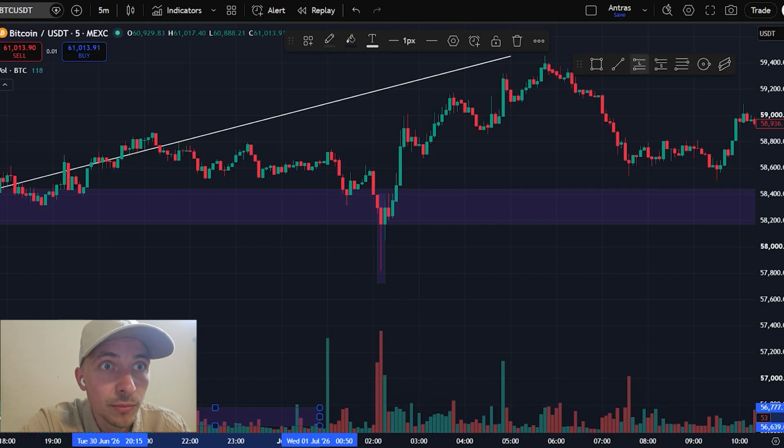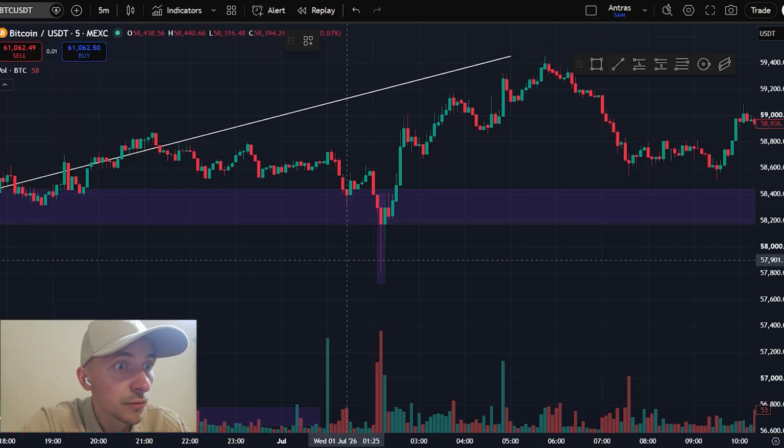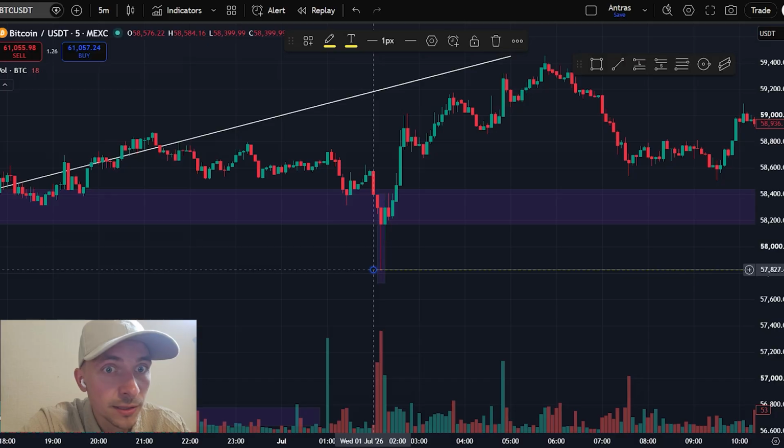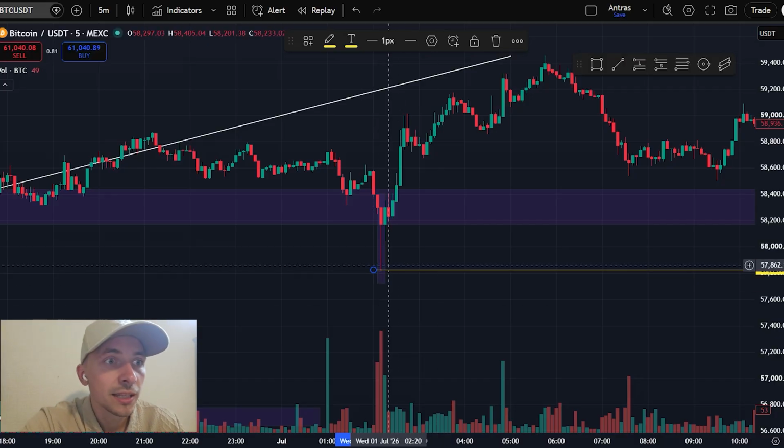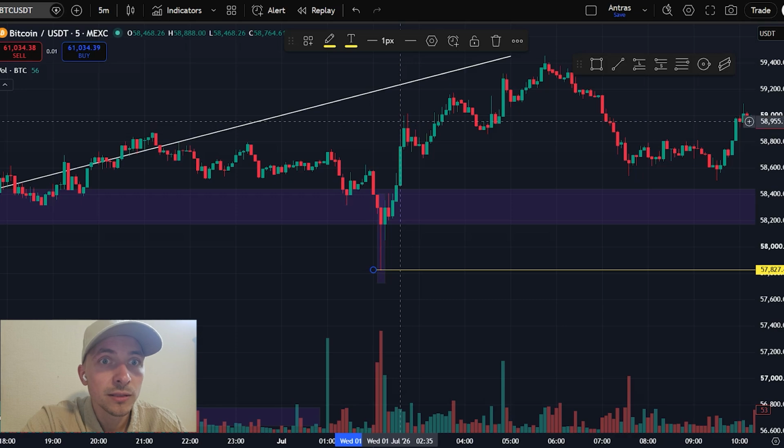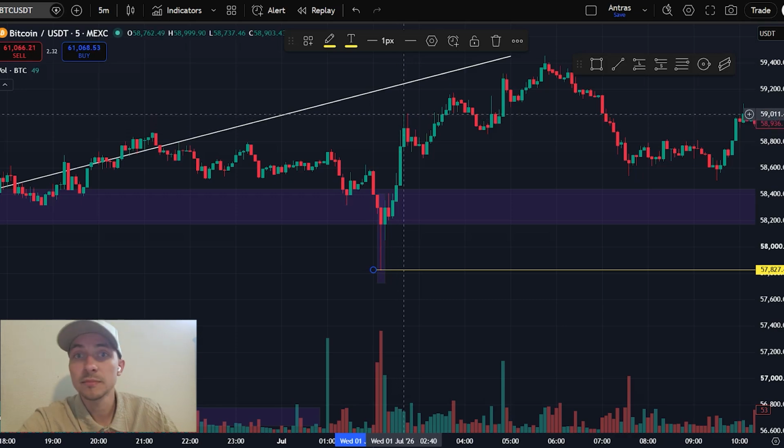So basically from the lowest point, which was, let me check, 57k 830, something like that, it went parabolic to almost, what, 59k? So 1.3k was added to the Bitcoin in a short amount of time. It was 1, 2, 3, 4, 5, 6, 7 candles, so 30 minutes, something like that.